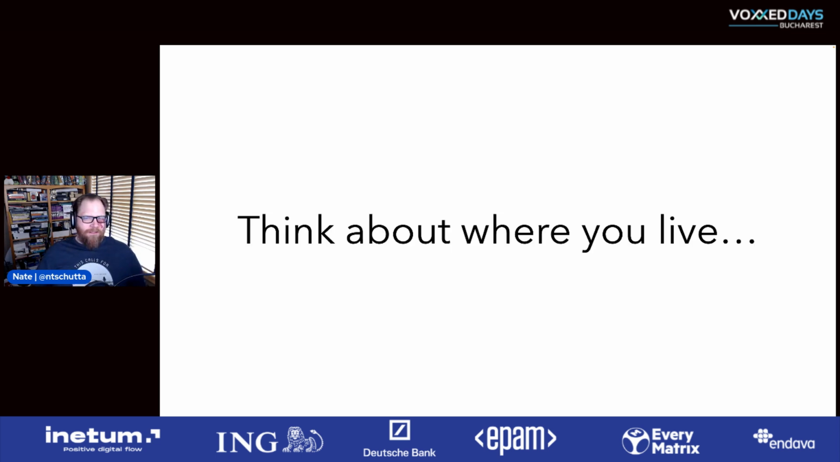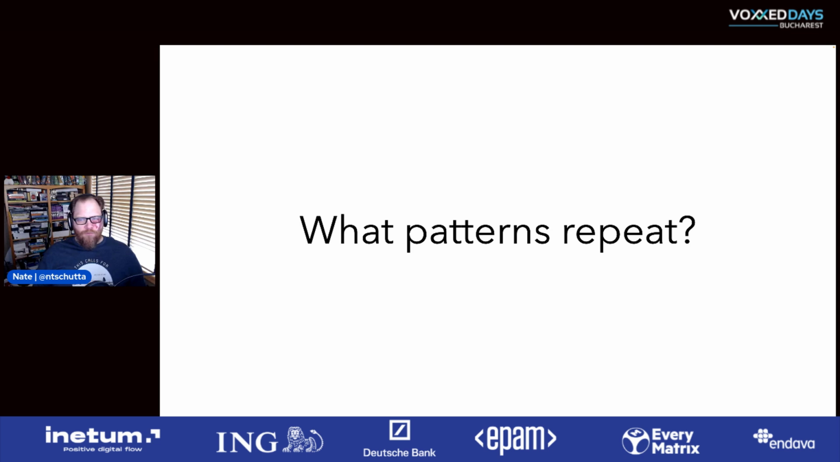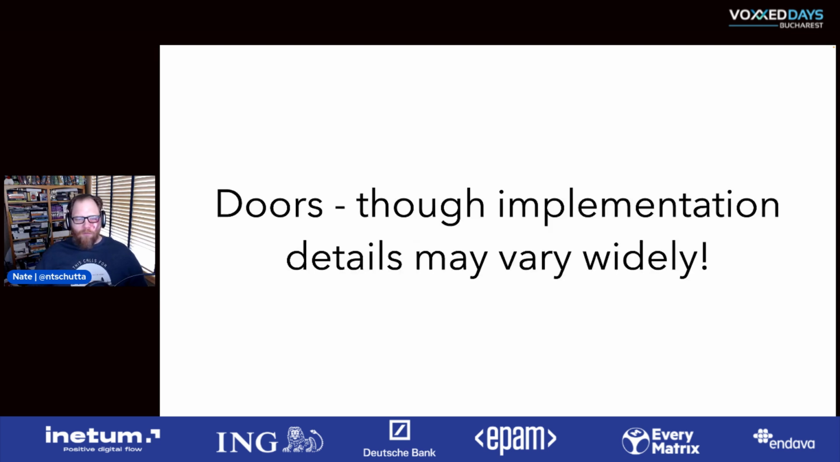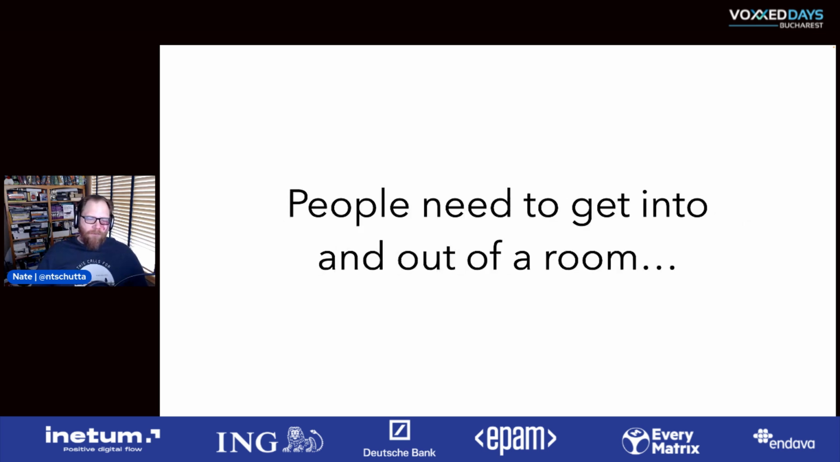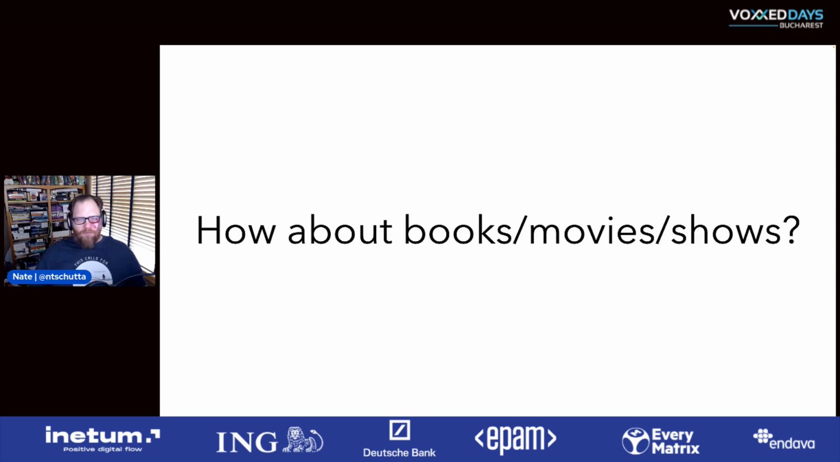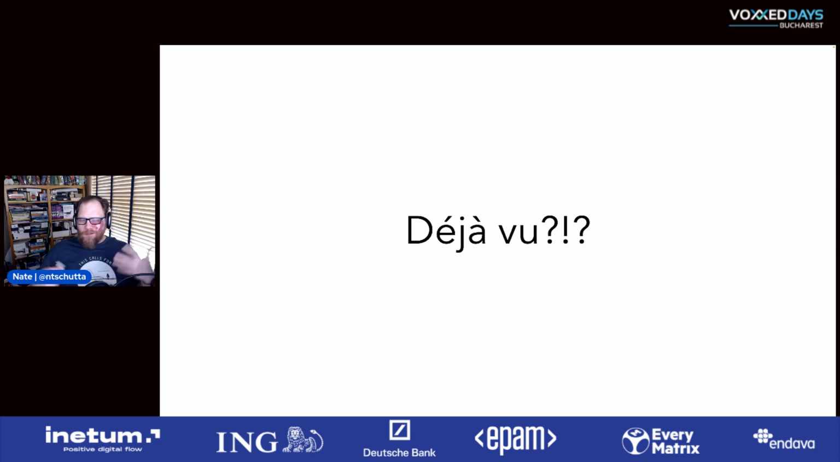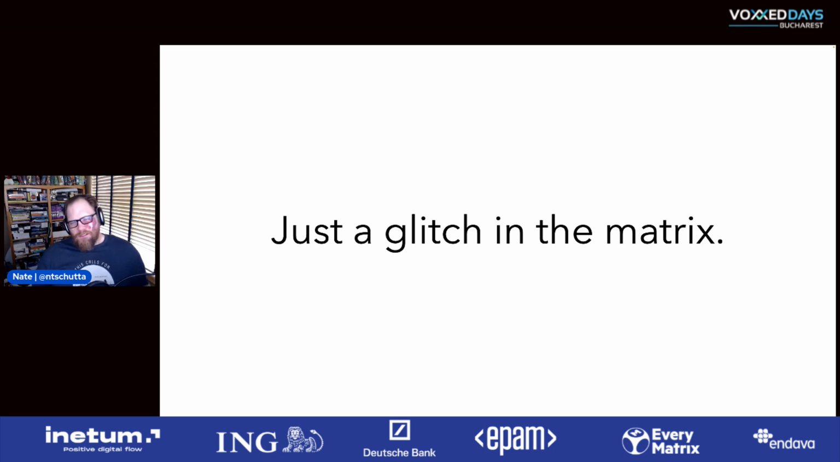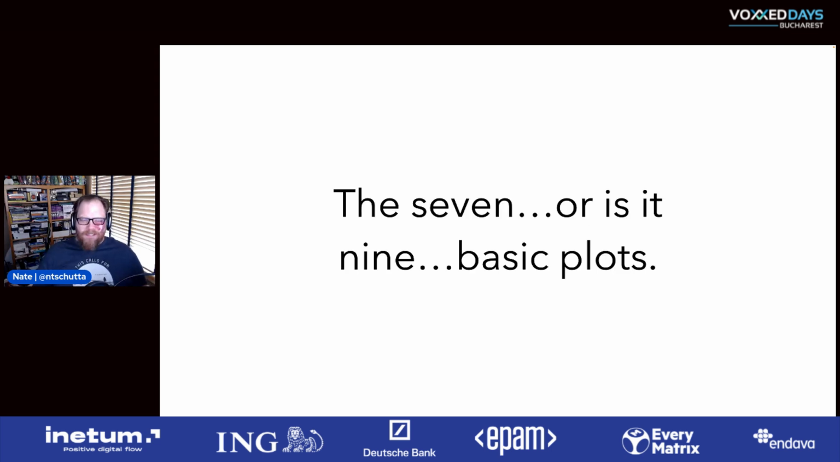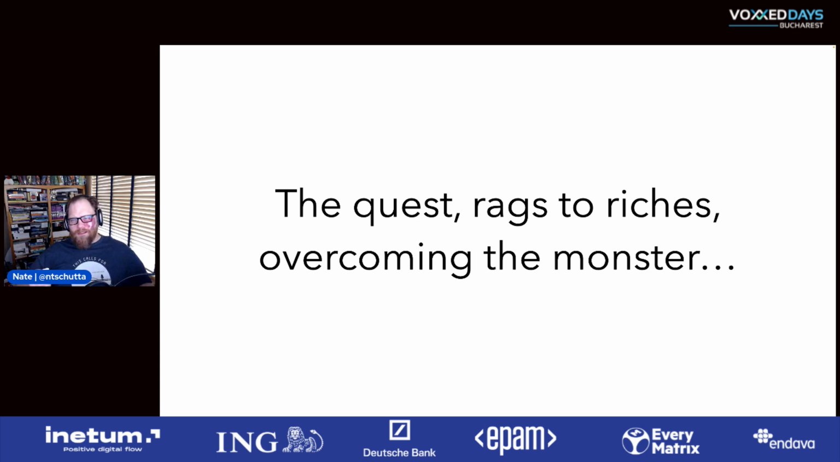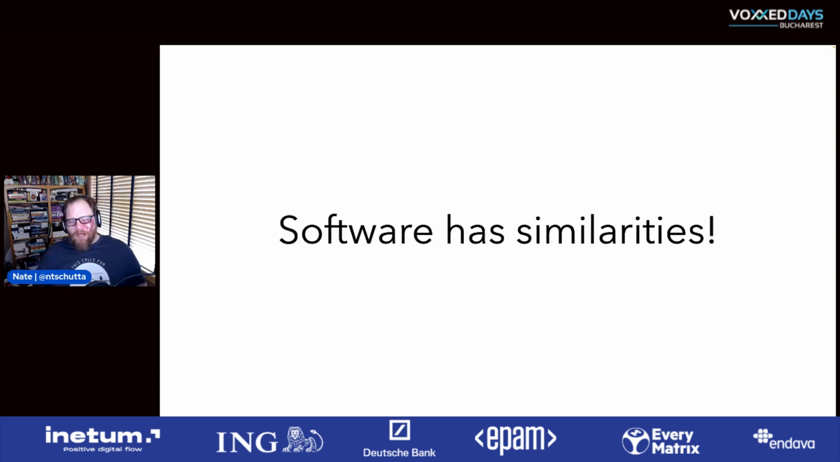Think about your home. There are certain patterns that repeat in a house. We all have doors. You need a way to get from one room to another. I mean, implementation details of doors vary widely, but you need to be able to get in and out of a room. And if you've watched TV or a movie or read a book, you probably have found yourself saying, this sounds very familiar. Am I having a big case of deja vu? Is it a glitch in the matrix? And of course, there's 7 or 9 basic plots. There's the hero's quest and the rags to riches and overcoming the monster. And well, it turns out we have a lot of this as well.